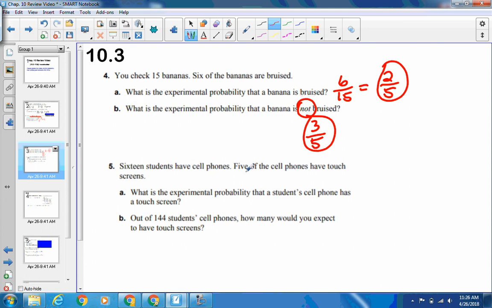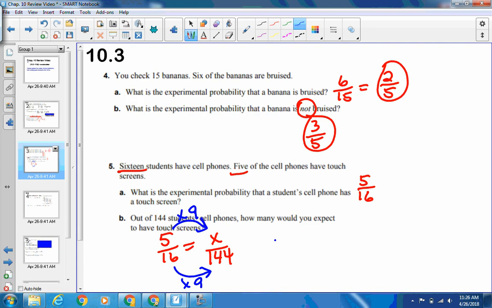Okay, so there's 5 students with the touch screens out of 16. We don't even need to simplify that one. That's our answer. And then we're going to use that answer to see how many that would be out of 144. So let's write this proportion. I can multiply 16 by 9 to get to 144. So I'm going to multiply 5 by 9 as well. And that gives me an answer of 45 students.